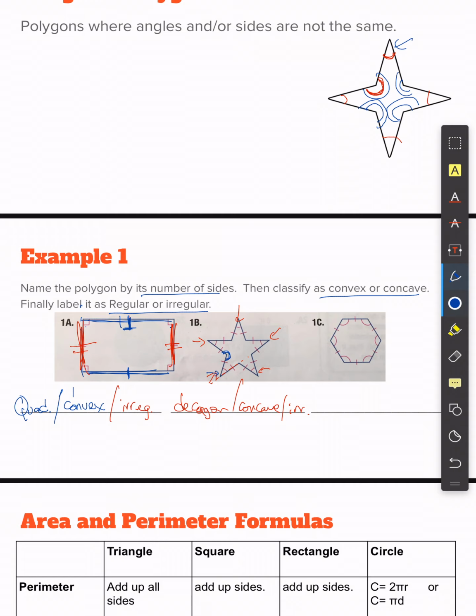And then for 1C, we have all the same sides and angles. Okay, so we know that we're dealing with something that's regular. So it's regular, it's convex, and then how many sides do we have? We have 6. Okay, so this is a hexagon. Hex means 6. Then we have the fact that it is convex. Okay, and then we also know that it is regular.